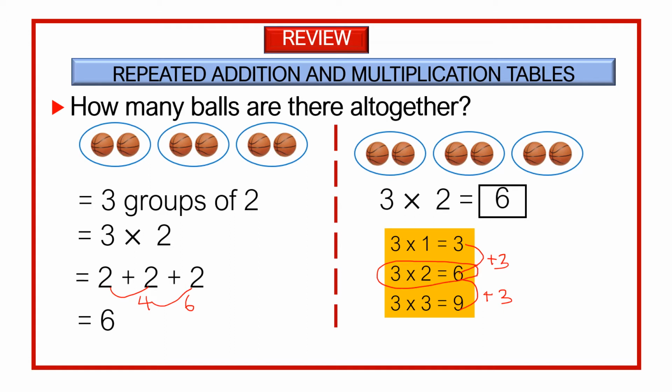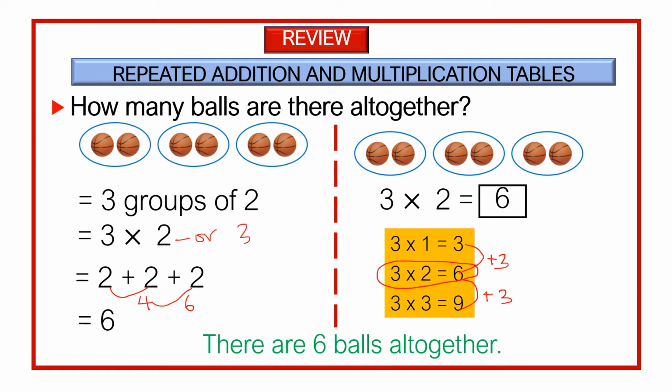So we get 6. There is another way you can do this. If you don't want to say 2 plus 2 plus 2, you can actually say that you have 3 plus 3. It is also going to be equal to 6.